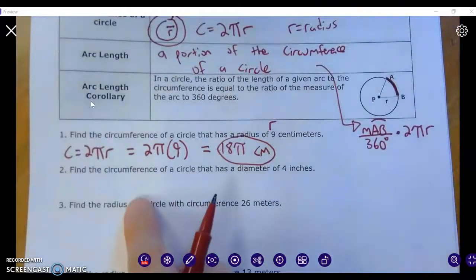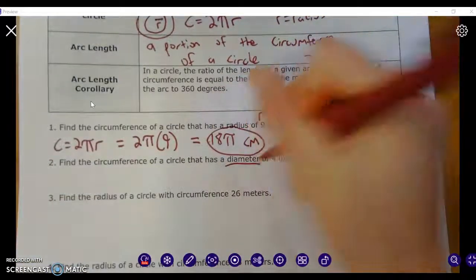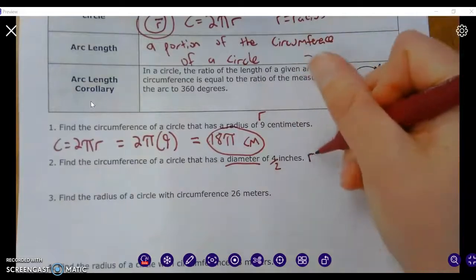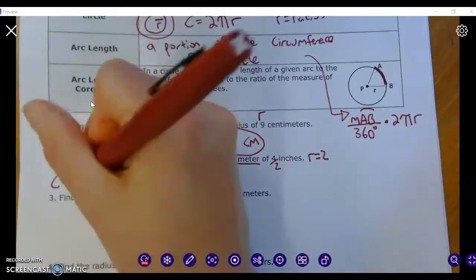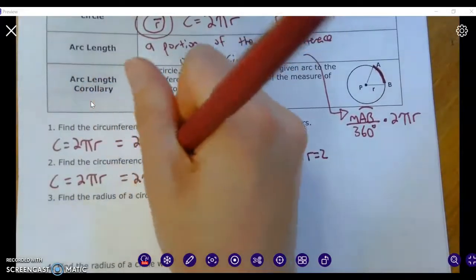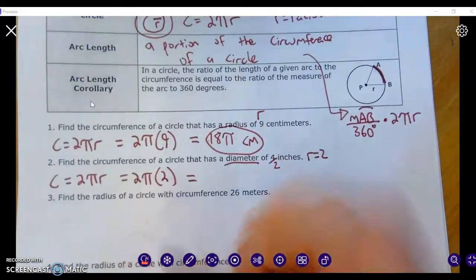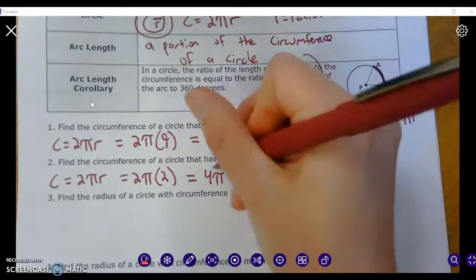Okay, and let's try that again. Find the circumference of a circle that has a diameter of 4 inches. So since this is diameter, we have to cut this in half. So our radius would be 2. So our circumference is 2 pi r. So we're going to use 2 for our radius. So again, we're just multiplying 2 and 2 together, so we get 4 times pi. And that would be in inches.